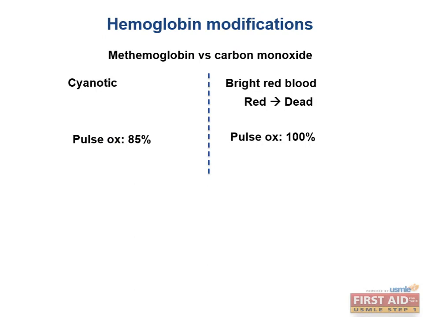Finally, how do you treat carbon monoxide poisoning? Because you certainly don't want a dead cherry red patient. Well, you'll want to get the patient away from the source of carbon monoxide. Then you're going to want to treat with 100% oxygen as soon as possible.